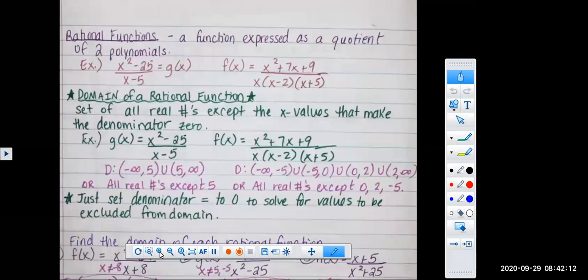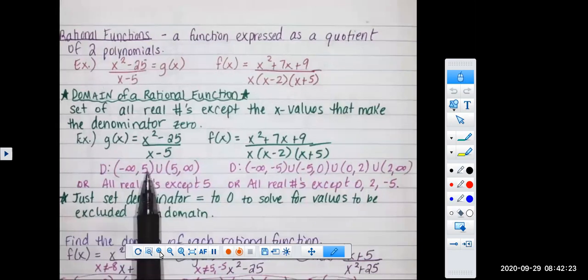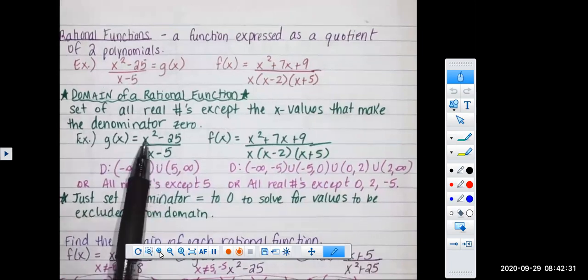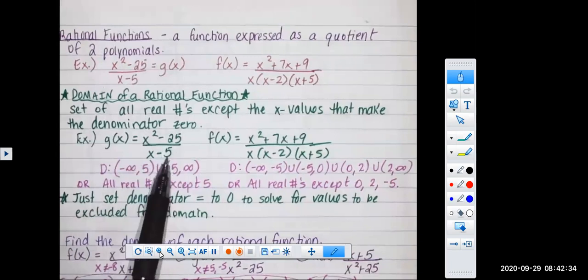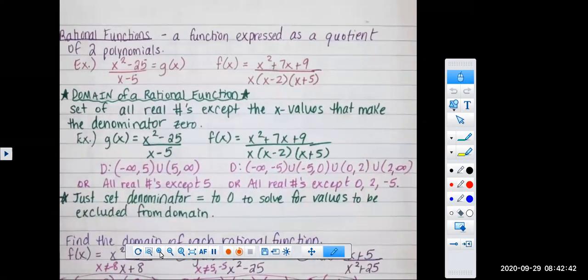It's, of course, the set of all real numbers except the x values that make the denominator 0. So we exclude any values of x that make the denominator 0. And we're going to write it in set builder notation. I'll show you what that looks like. But for example, in this case, you've got x squared minus 25 over x minus 5. How could you factor the top? Difference of squares. I knew where you were going. Difference of squares. So it would factor into x plus 5, x minus 5.